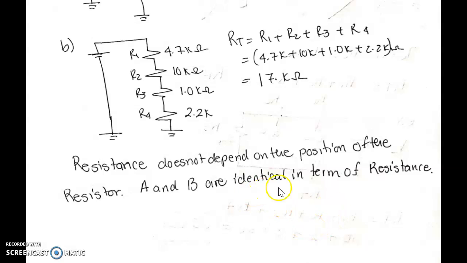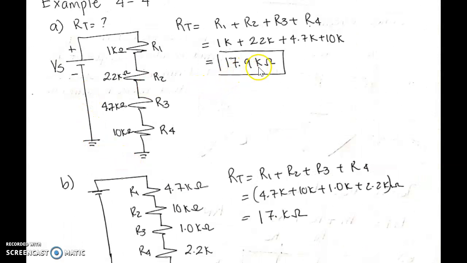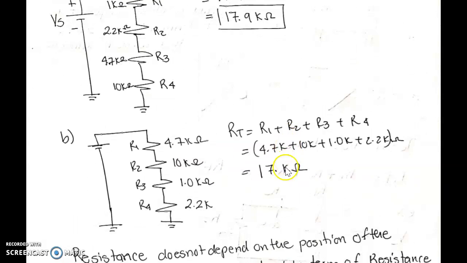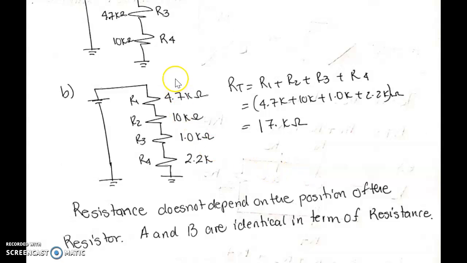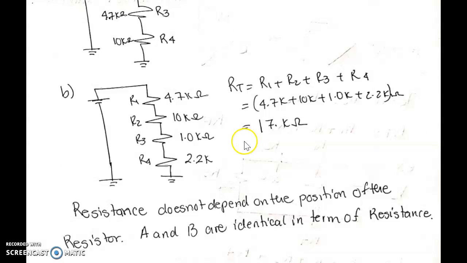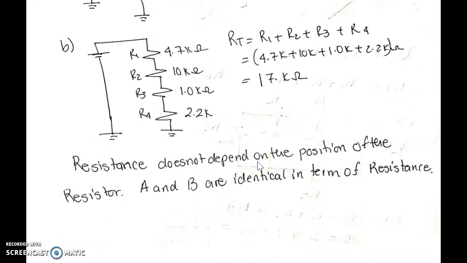A and B are identical in terms of resistance. Circuit A has 17.9 kilo ohms, circuit B has 17.9 kilo ohms as well. So they are the same. The orientation of the resistors is different, but it is the same total resistance.